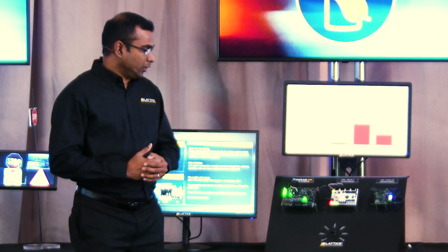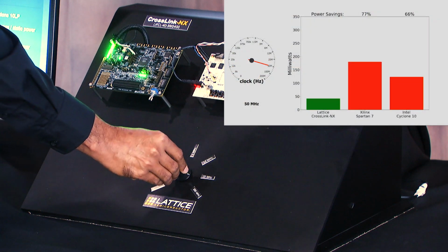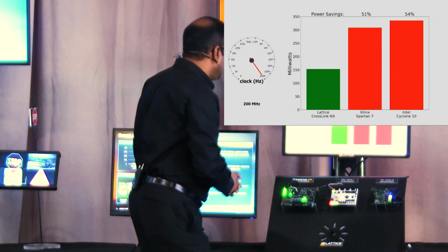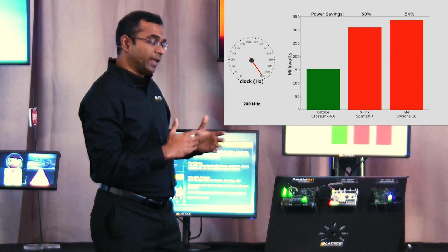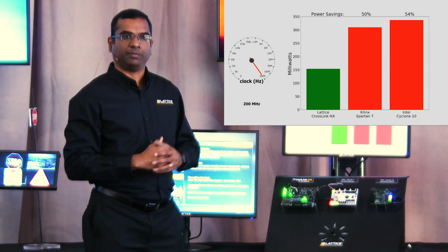Now, applications such as AI and embedded vision typically require higher performance, so let's increase the frequency of operation to represent such use cases. Here we see that the CrossLink-NX FPGA has over 50% power savings relative to the other FPGAs.